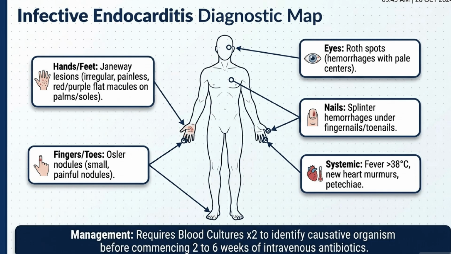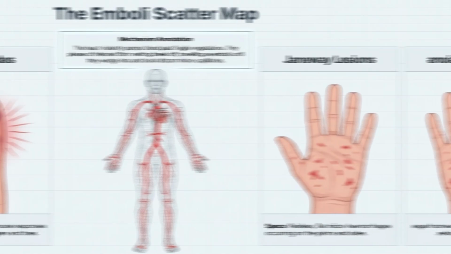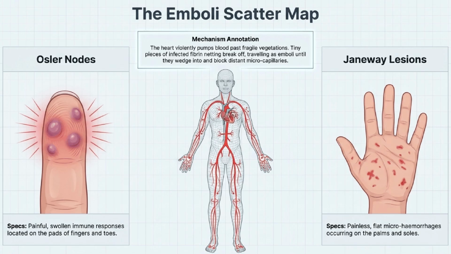Oh, I see. Yeah, they get pumped to the furthest extremities, the microcapillaries in your fingers and toes. When they wedge in those tiny vessels, they block flow and trigger localized immune responses. That's why you see Osler nodules, which are painful, swollen bumps on the fingers or toes. And the Janeway lesions. Those are painless, flat, red microhemorrhages on the palms and soles.